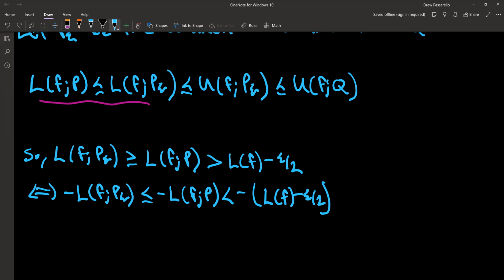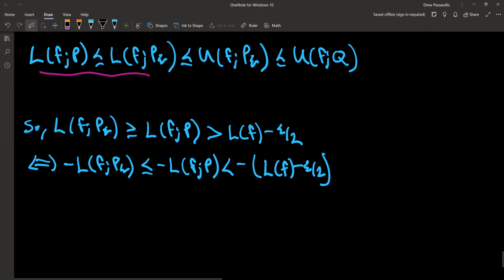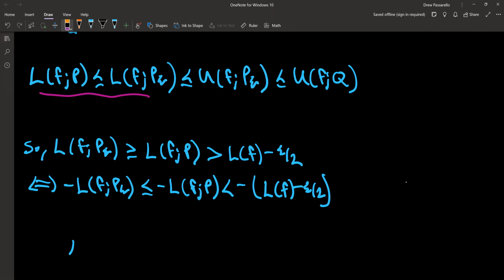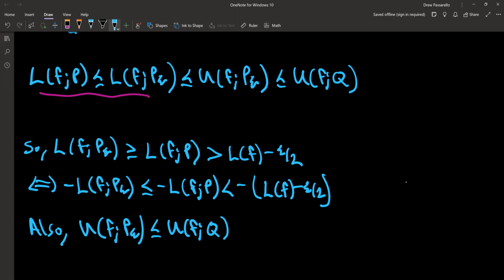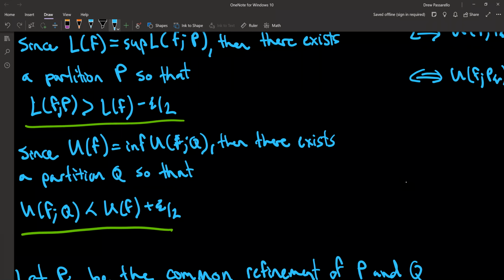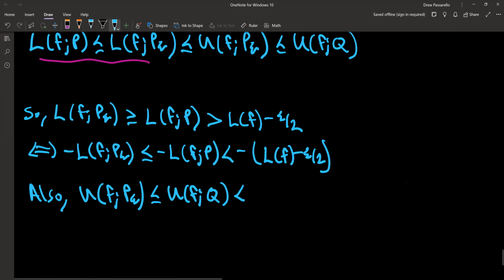Okay, so therefore, and let's see, we also know that the upper sum of P of epsilon is less than or equal to the upper sum with Q for all Q, and in particular, the specific partition Q in which we're using the upper sum with Q to be less than U of f plus epsilon over 2.